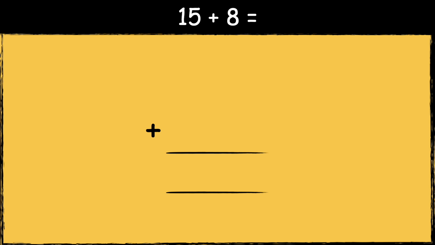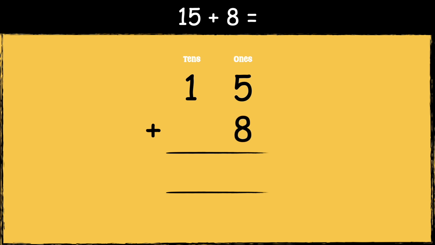Here's the first example. 15 add 8. When we do column addition, it's really important to line the numbers up correctly. So we have the tens in one column and the ones in another column. The number 15 has 1 10 and 5 ones, and the number 8 has 8 ones.